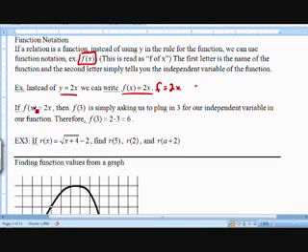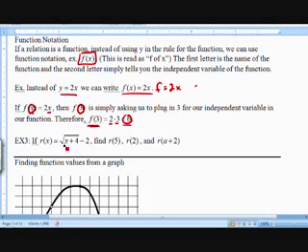Second part says if f of x equals 2x, then f of 3 is simply asking us to plug in 3 for our independent variable. Notice that we have a 3 in the place of the x. So all it means is wherever there's an x in your statement, plug in a 3. So therefore f of 3 would equal, instead of 2 times x, 2 times 3, or 6. So therefore f of 3 is 6.